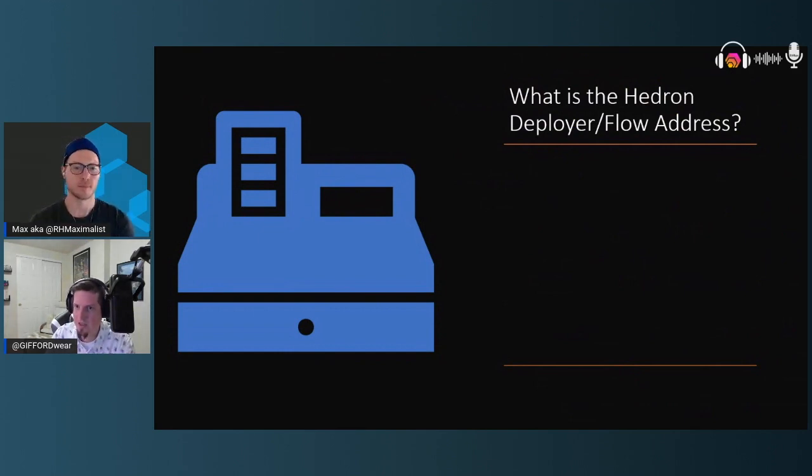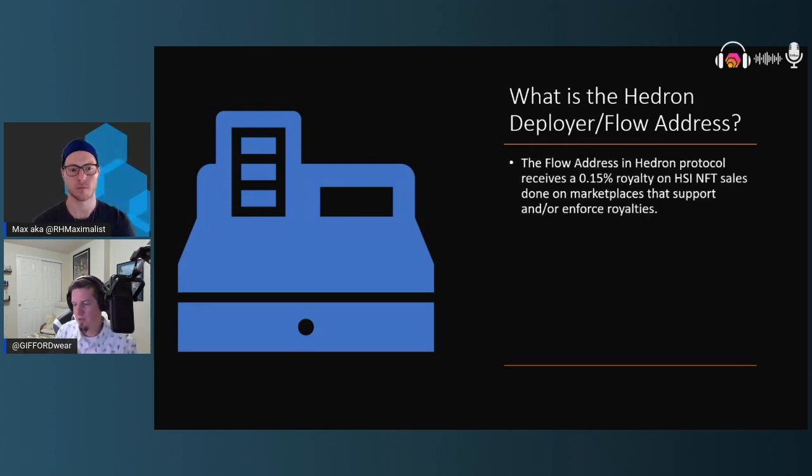All right, so let's move on to the other address, because there are two that we're going to be looking at today. The first one was the source address. This one is now considered to be the Hedron deployer, or also known as the flow address. The Hedron deployer address is essentially the address that really got the code onto the blockchain and got it all started, right? But it's also considered the flow address because it does some things.